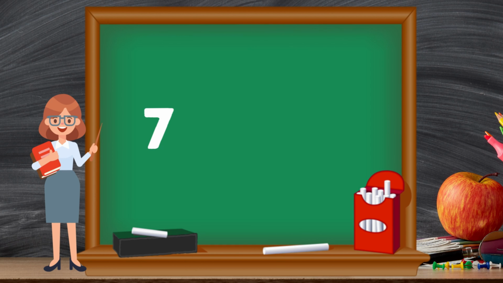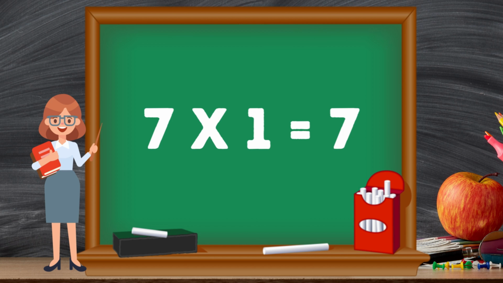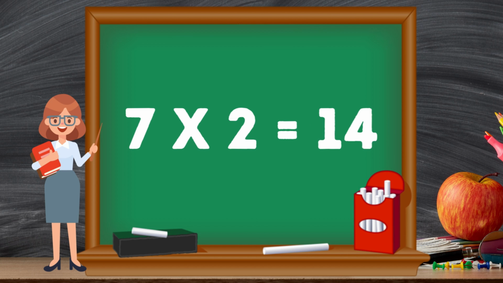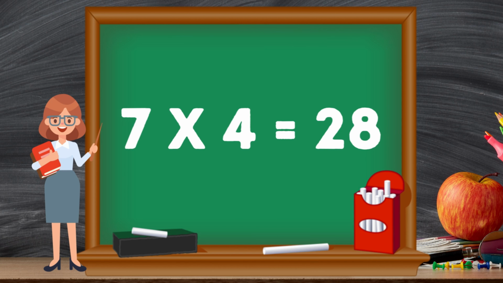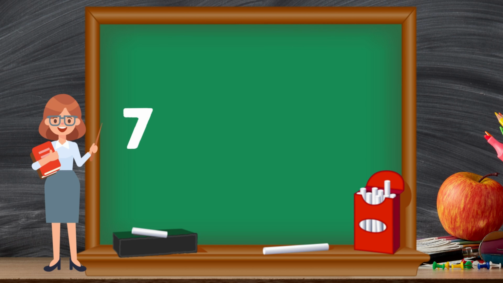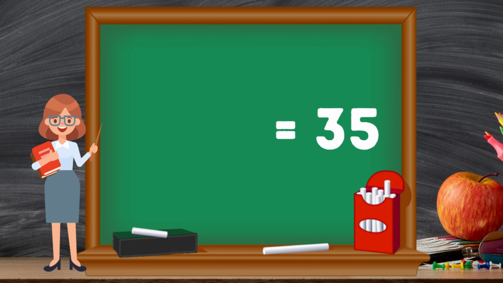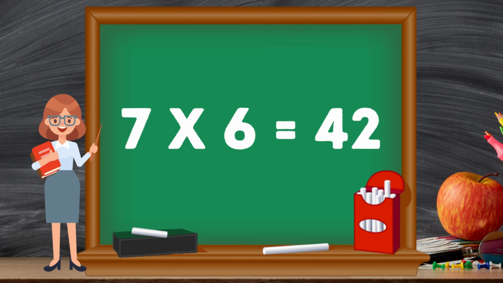Let's revise. Seven ones are 7. Seven twos are 14. Seven threes are 21. Seven fours are 28. Seven fives are 35. Seven sixes are 42.